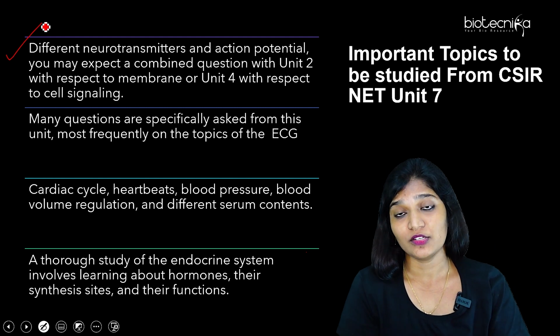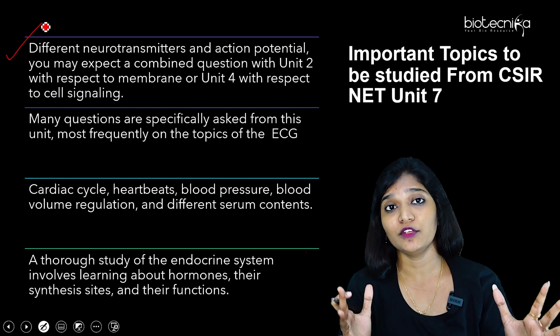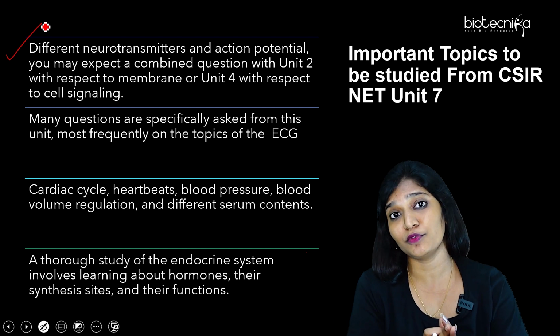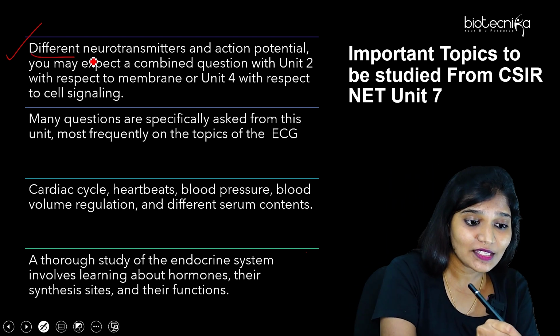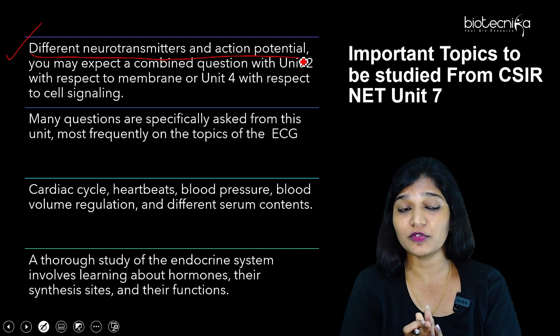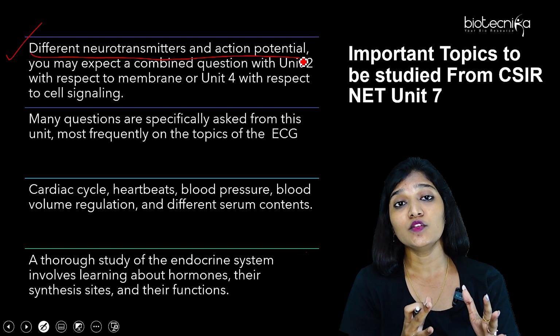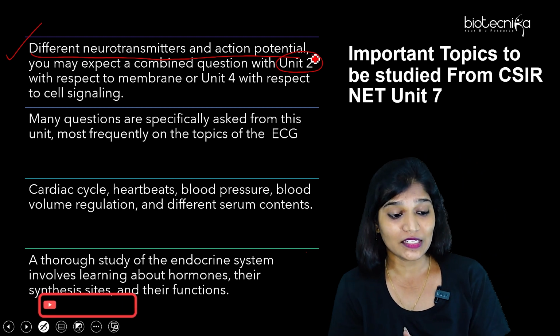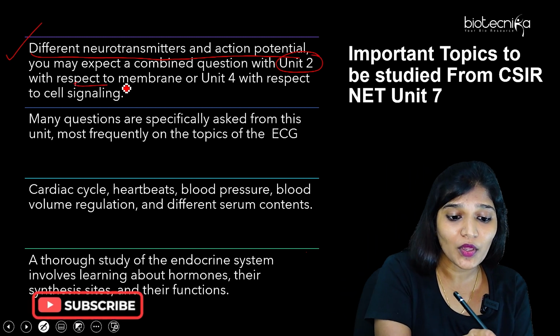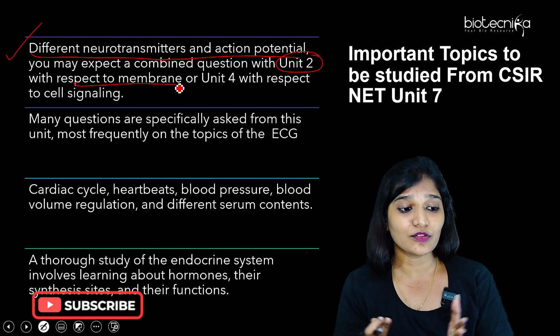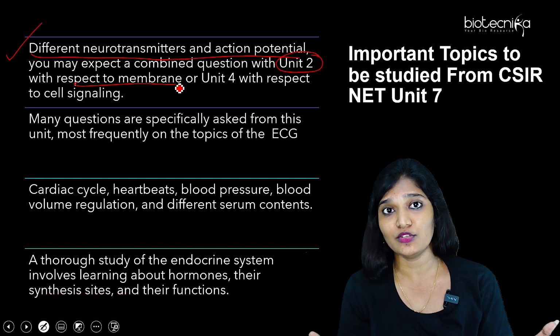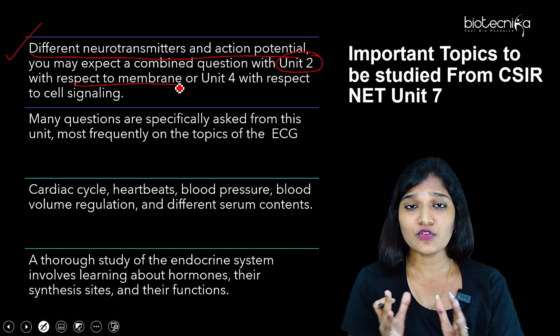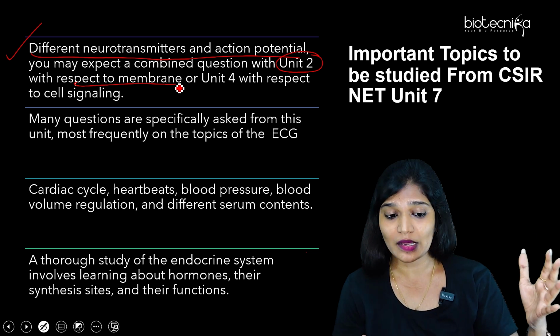different neurotransmitters. So you have to study what are the different neurotransmitters and its action potential. And very important, these neurotransmitters and its action potential will always be expected to be combined with another unit, which is unit 2, cellular organization, and also with respect to the membrane system. Ultimately, there's going to be a neurotransmitter which will come and bind to the receptors present on the membrane. So it's always correlated with unit number 2.